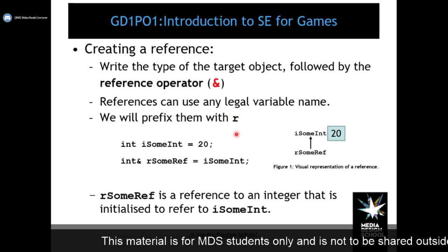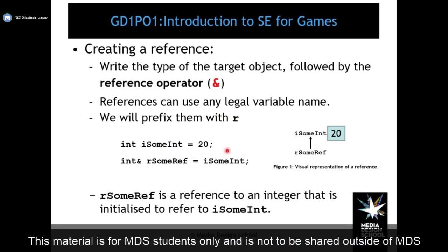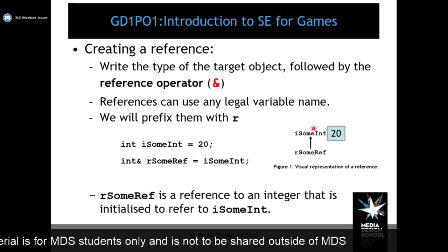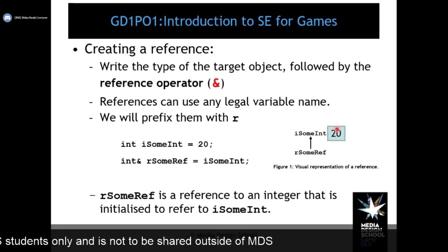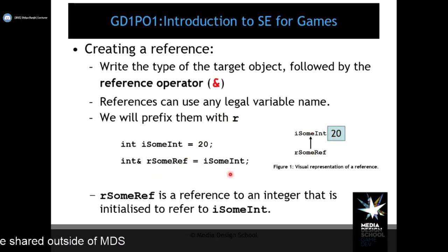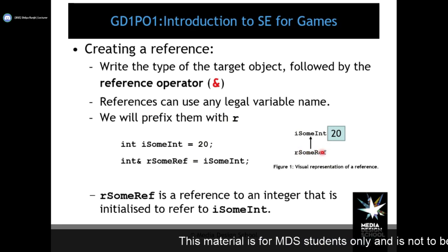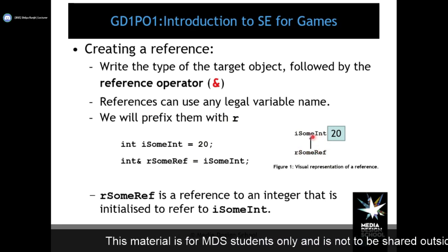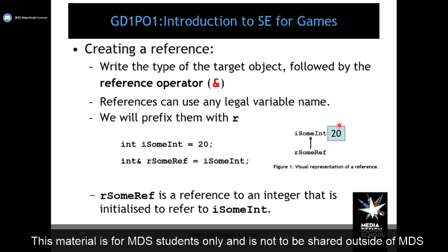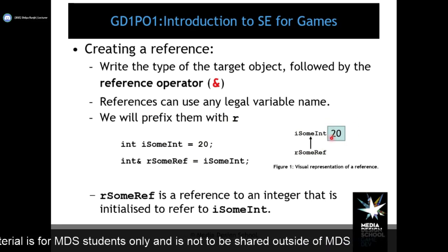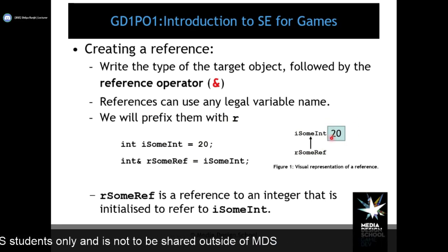Okay. So if I say int iSumInt is equal to 20, int is allocated a memory location which contains the value 20. And if I create a reference to that iSumInt, the rSumRef refers to the same iSumInt. So whenever you do something to the rSumRef variable, you are actually editing the iSumInt itself. So you're editing the same memory location. All right.